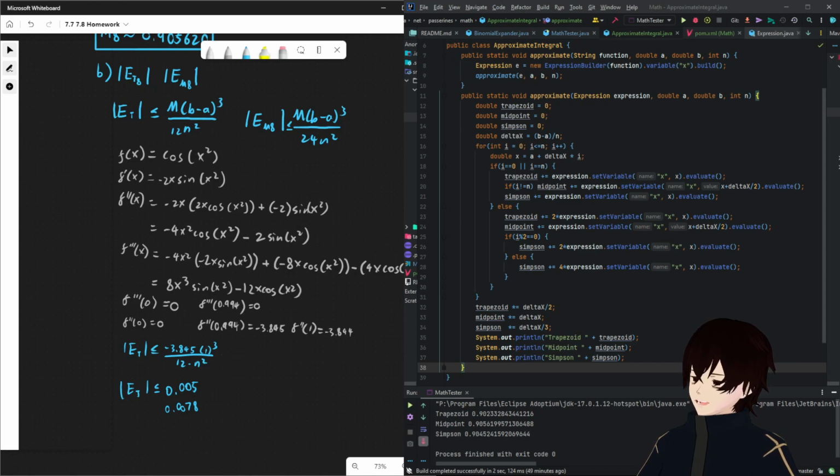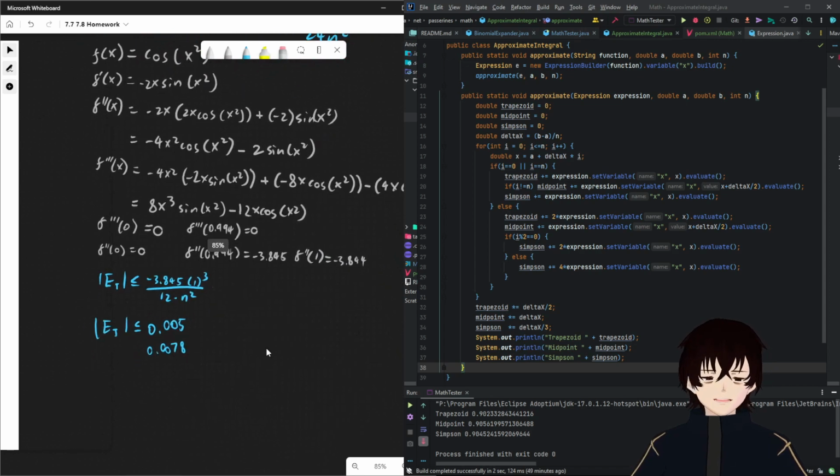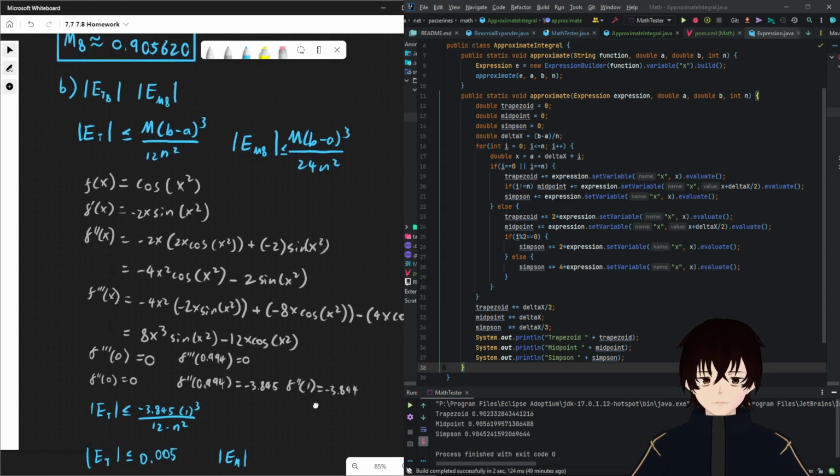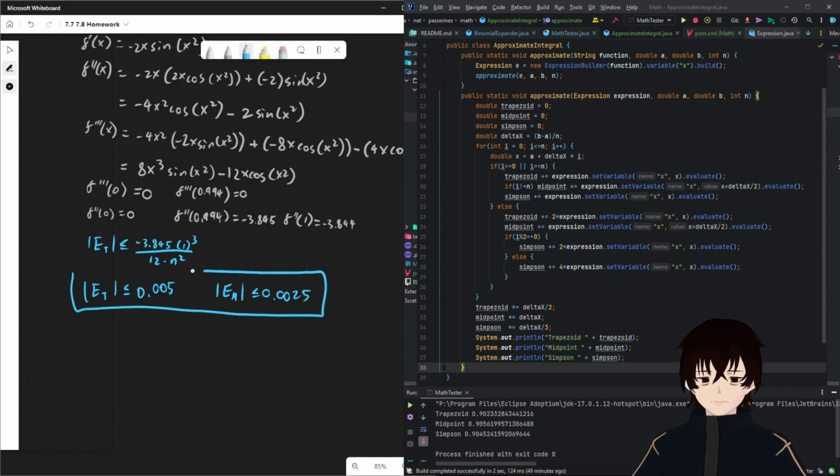Which means we don't actually get an answer. I'll leave it as this for now. I spent way too long on this, and E of midpoint would be half of that. Or was it the other way around? Is less than 0.0025. Wrong answer, but sure, I'll take it.